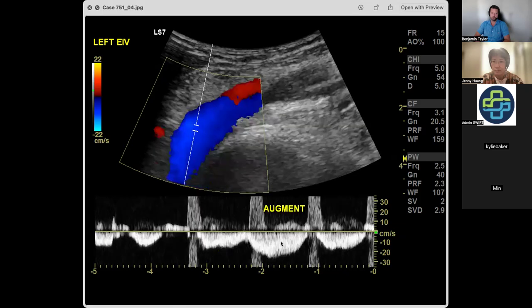Right. And what's that one looking at? Again, ignore the arterial spikes in the background.